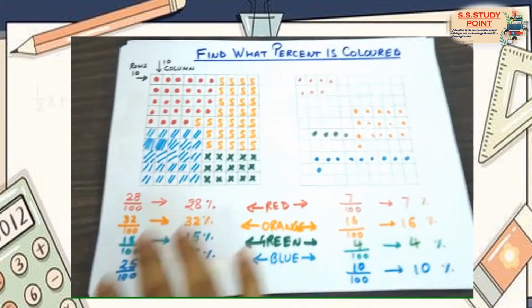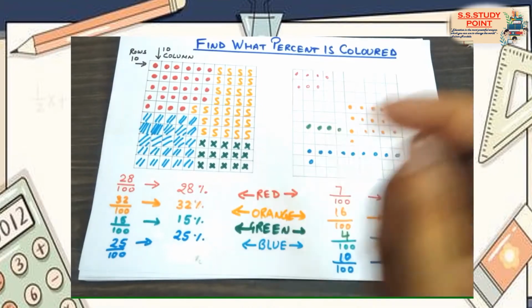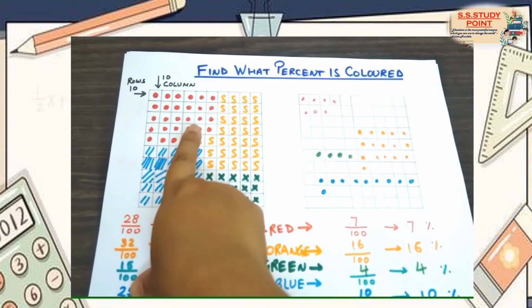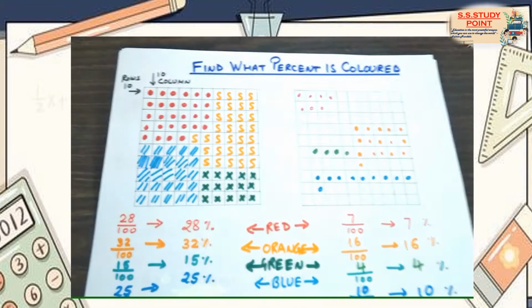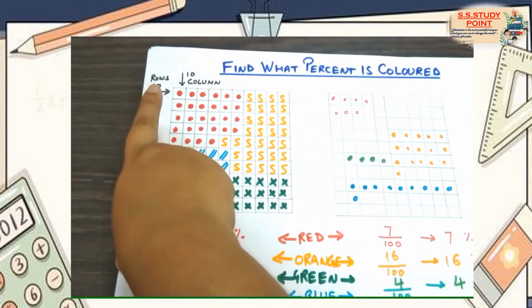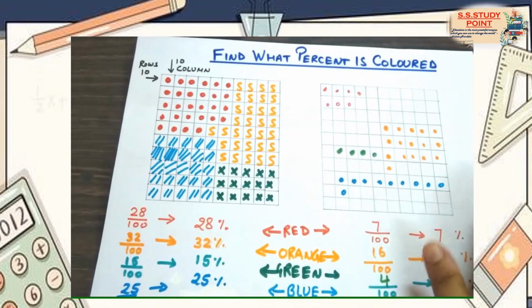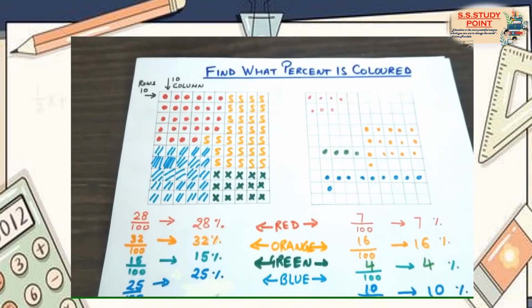Alright, now you can see lots of colors here: red, orange, green. I have made a checkbox over here, and I've written row 10 and column 10. That means there are 10 rows and 10 columns.